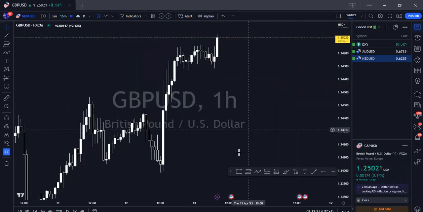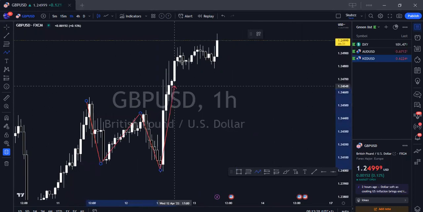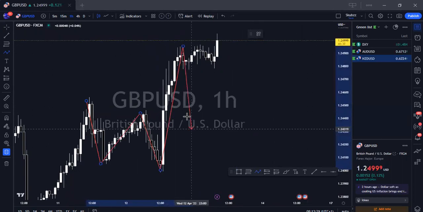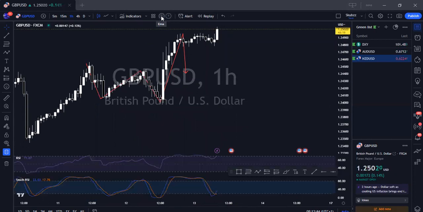What's GU doing here? Interestingly, it formed this double bottom here. We broke above it, but we did not get a proper retest, and now price is pushing up. Let me check my RSI. Price is creating a higher high, and RSI is not creating another higher high.